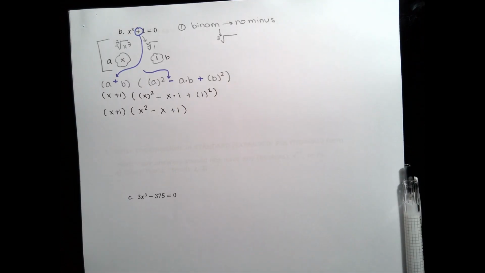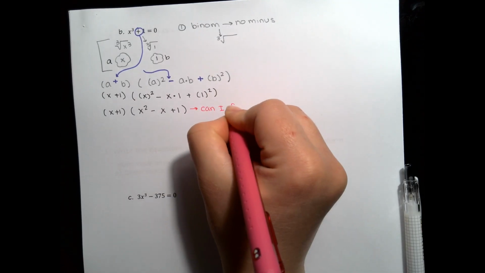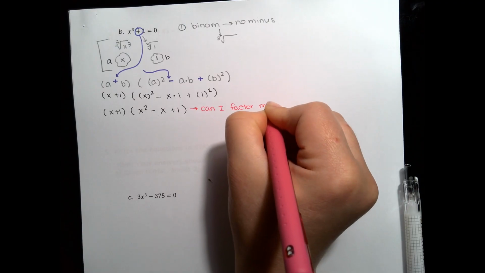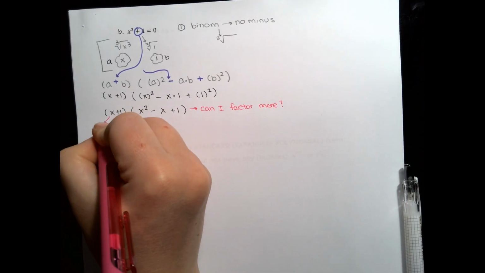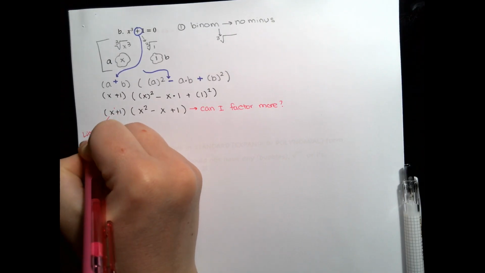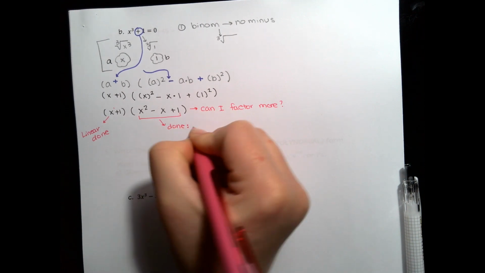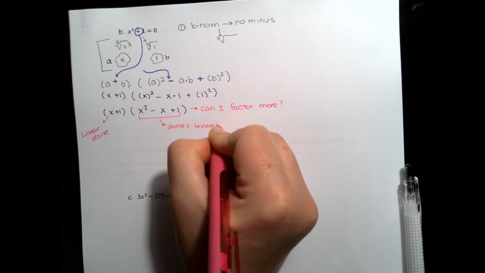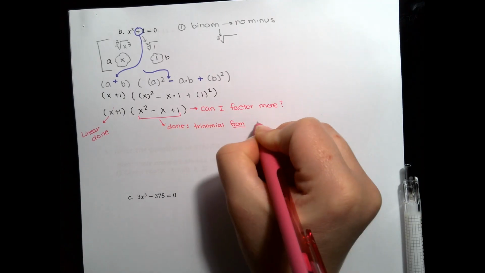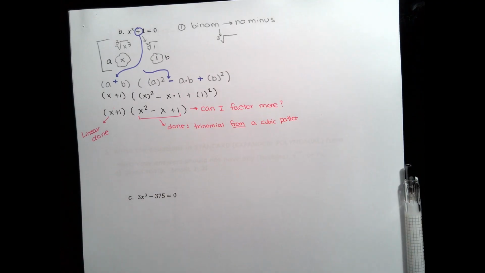And again, we're going to check if you can factor more. When step number 1 does work, you want to make sure that you factor completely. Can I factor more? This one here is linear. We can see the exponent of 1 on x. This is done. And then this one here is also done. And the reason this one's done is a trinomial from a cubic pattern. Your trinomials from cubic patterns will not factor. And then I'll show you in a few seconds why.